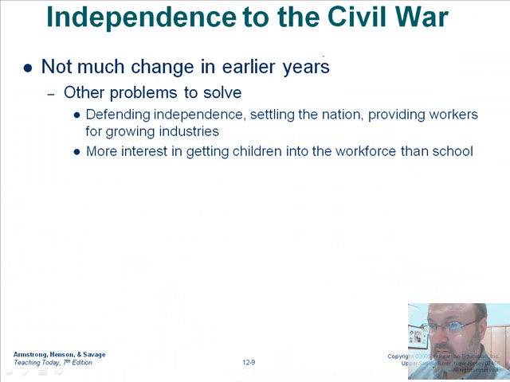They're not much changed in those early years after this, because they had other things to do after they got here to this country. First of all, independence, settling that nation, providing workers, growing industries, getting a company going. They wanted to get the nation going. They broke away from England now. They had claimed their independence. There was not a lot of time to worry about education.